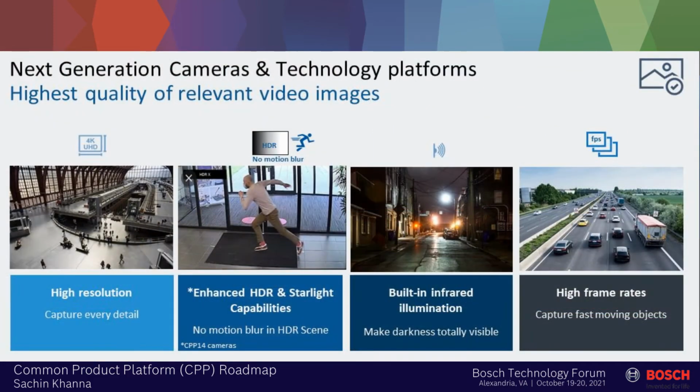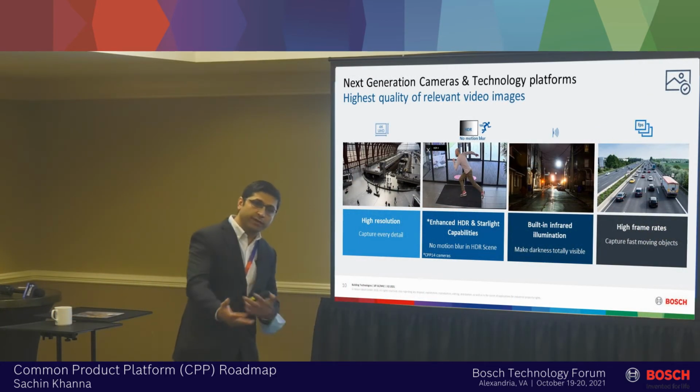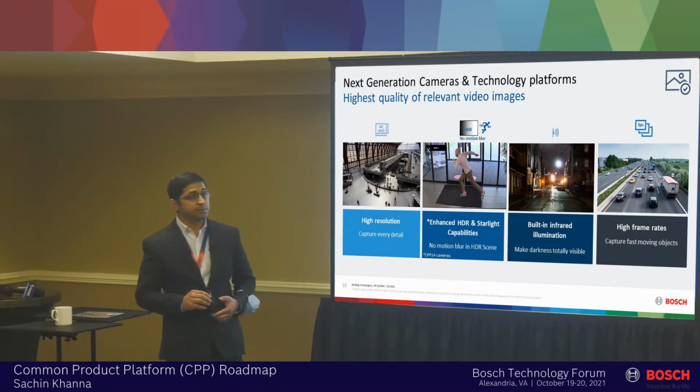In our new platforms, we have solved this problem quite a bit, so that we don't see motion blur anymore when people are running fast. We have new algorithms and some new sensors that we have integrated in the platform, which totally eliminate the problem of motion blur in the HDR scenario. So if you are trying to capture a license plate, or the facial details of a person who might be moving in and out fast, these new platforms are able to solve those problems.